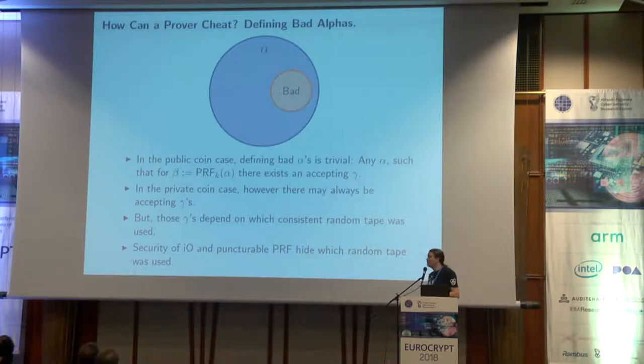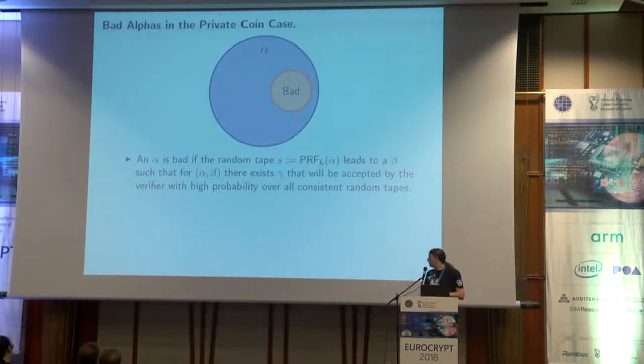What that means is that we can define our bad alphas as those that map to a random tape via the PRF, such that this random tape leads to a beta, such that there exists a gamma that will be accepted by the verifier with high probability over all consistent random tapes.